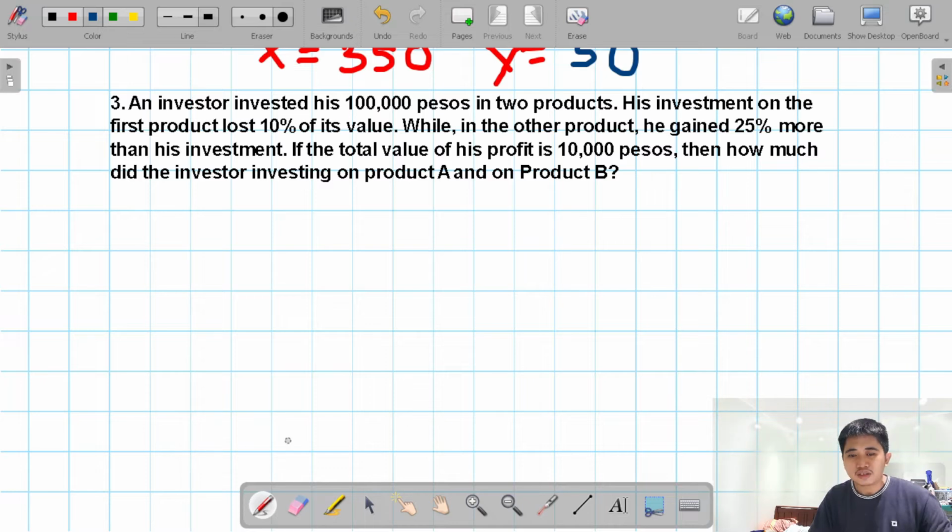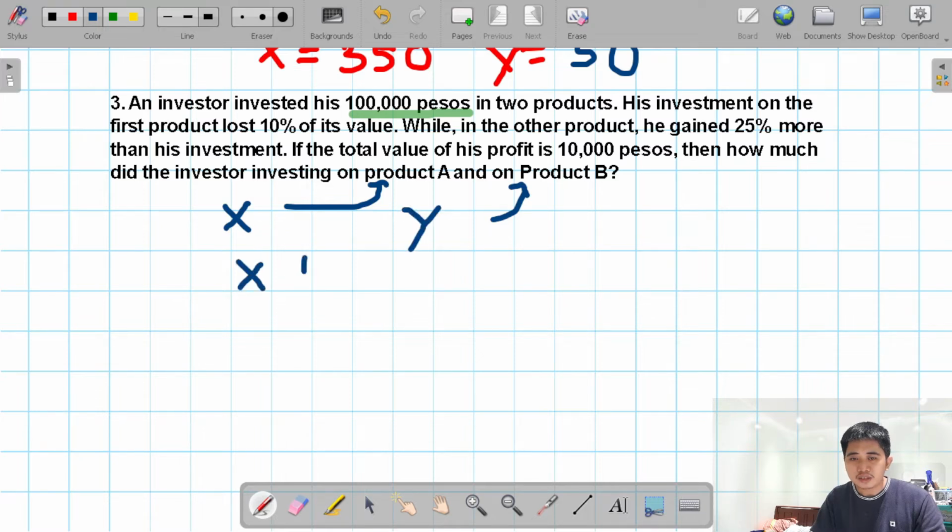So let's first try to analyze what this 100,000 pesos here is. This is the total investment. Then he has two products. Let's say the amount he invested on product A is X, and the amount he invested on product B is Y. Then the 100,000 pesos there is X plus Y. In total it is 100,000 pesos.